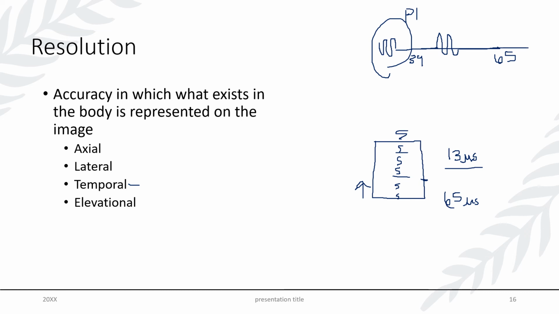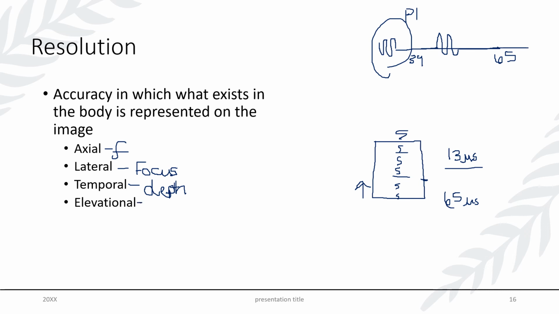So temporal, again, so axial, we're going to control with our frequency, which affects our spatial pulse length. Lateral, we're going to control with our focus, which helps prevent broadening of our beam. Temporal, we're going to address with our depth.